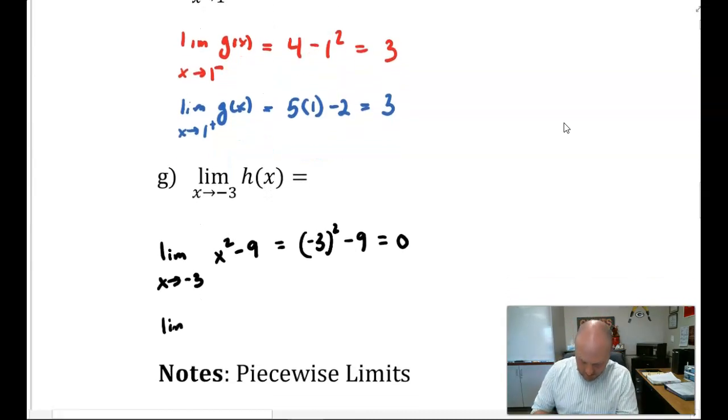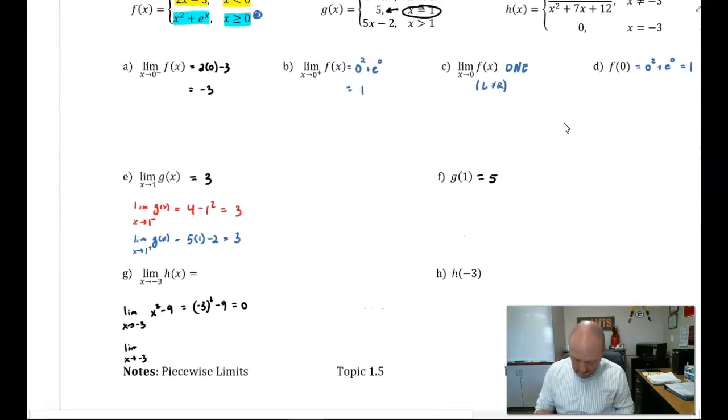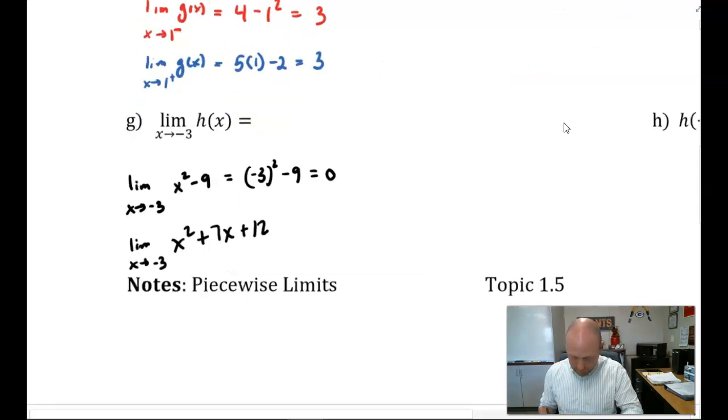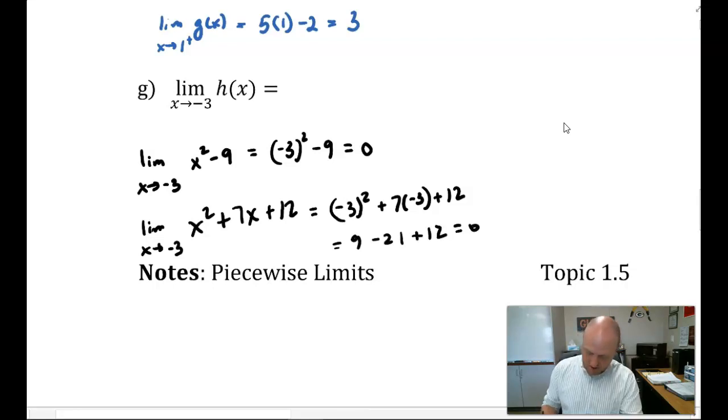Okay, now I'm going to do the denominator. The limit as x approaches negative 3, and then the denominator, that was x squared plus 7x plus 12. If I plug in here, we get negative 3 squared plus 7 times negative 3 plus 12. What does that give us? We get 9 minus 21 plus 12. Oh, this is also 0.